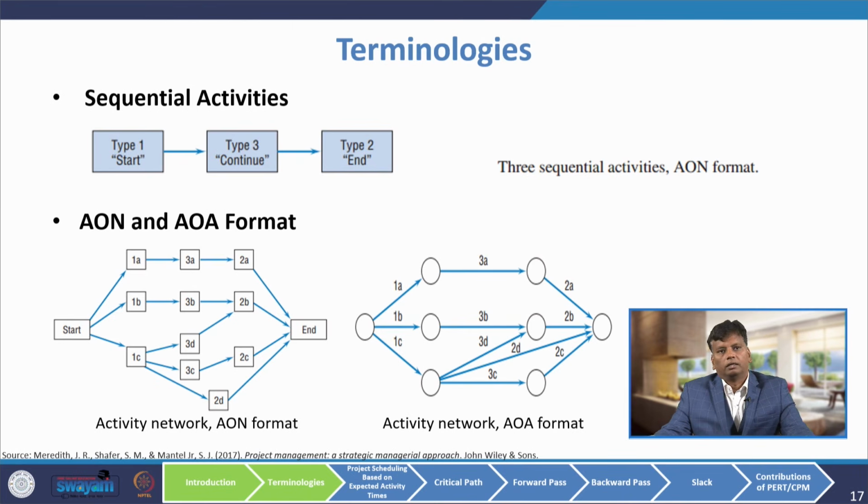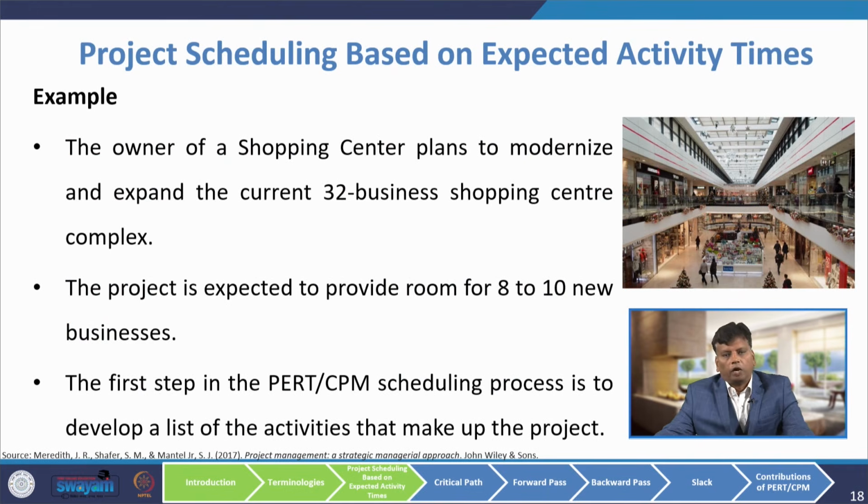Another important thing is there are two ways to draw a network: activity on node and activity on arrow format. On the left hand side you see activity on node, where the node represents the activity, and on the right hand side the arrow represents the activity, activity on arrow. Now, I will take a sample problem, then I will explain how to do the scheduling of that project.